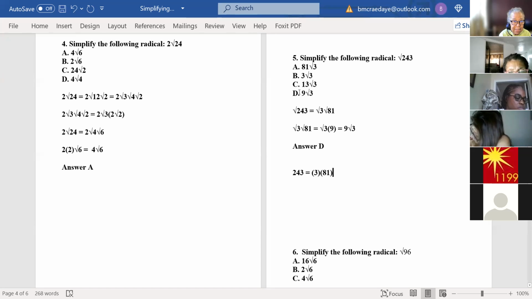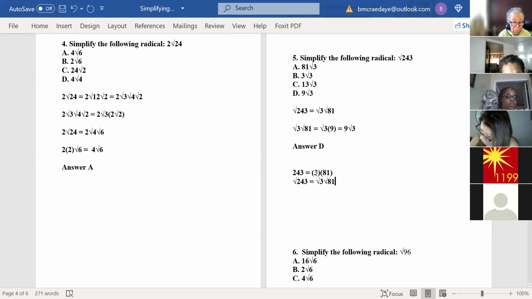Now, if I said the square root of 243, let's just put that. I'm factoring this, but this factors into square roots. So this would be equal to square root of 3 times the square root of 81. The only difference is that when I have radicals, my factors have to be radicals too. You follow, Alva? Yes.